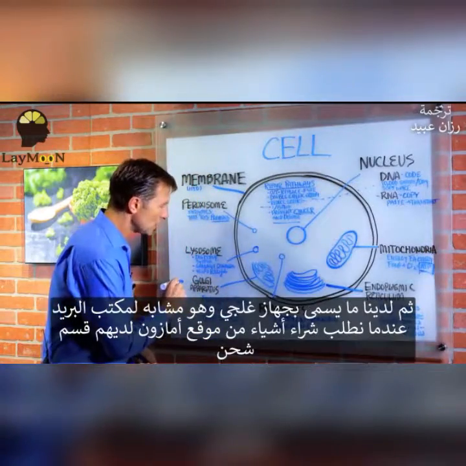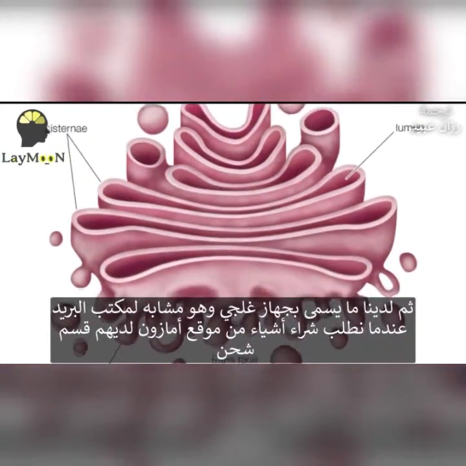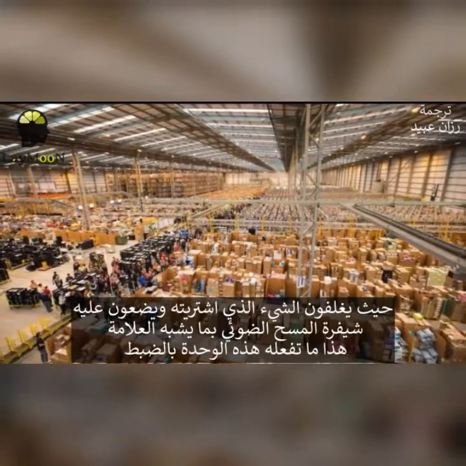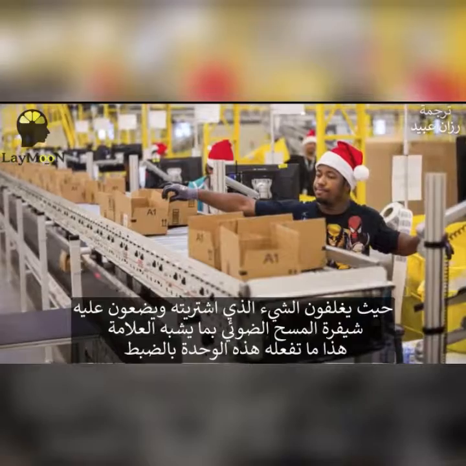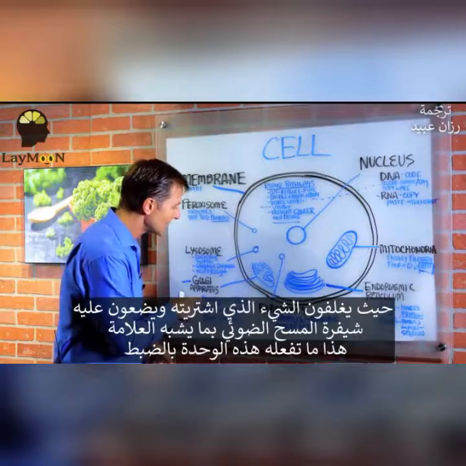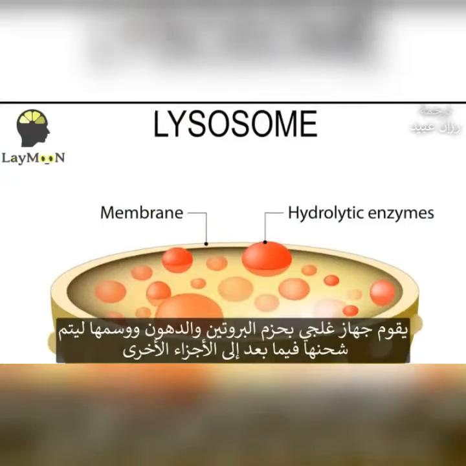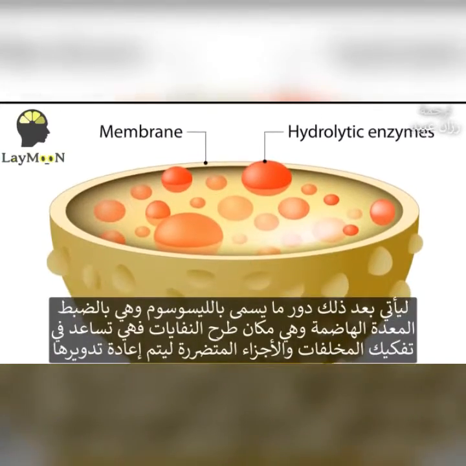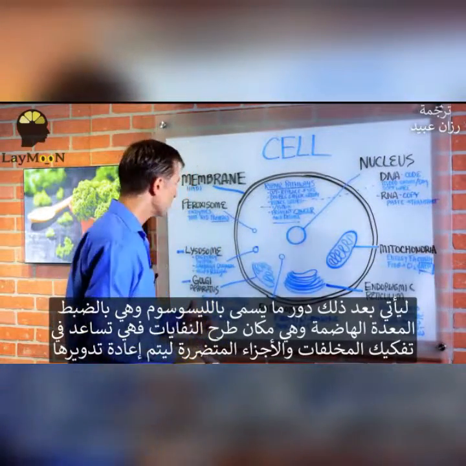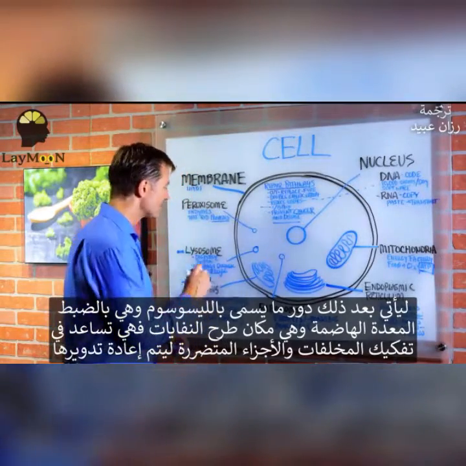Then we have something called the Golgi apparatus. The Golgi apparatus is similar to the post office, or you probably order things from Amazon. Well, they have a whole shipping department where they package the item that you bought, and then they put a scanning code on it. They tag it. Well, that's what this unit does. The Golgi apparatus packages and tags protein and fat to then be shipped out to the other parts. Then we have something called the lysosome, which is basically the digestive stomach. It's the garbage disposal. It helps break down waste, and it also breaks down damaged parts to be recycled.